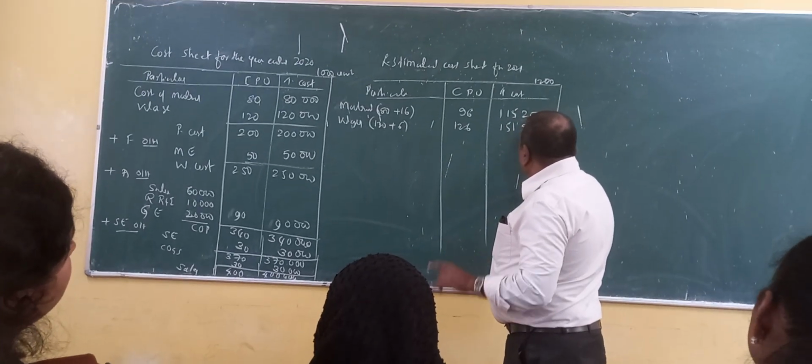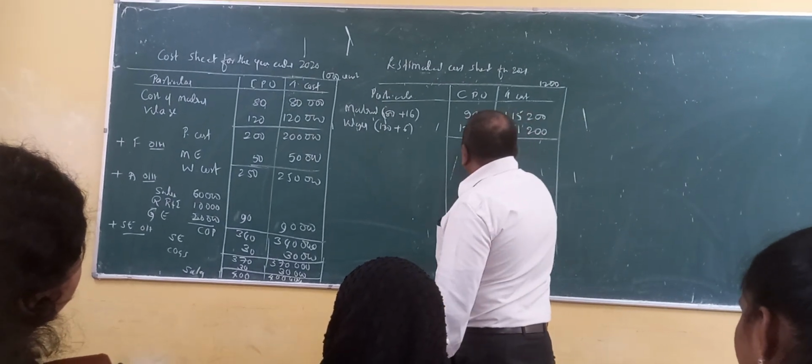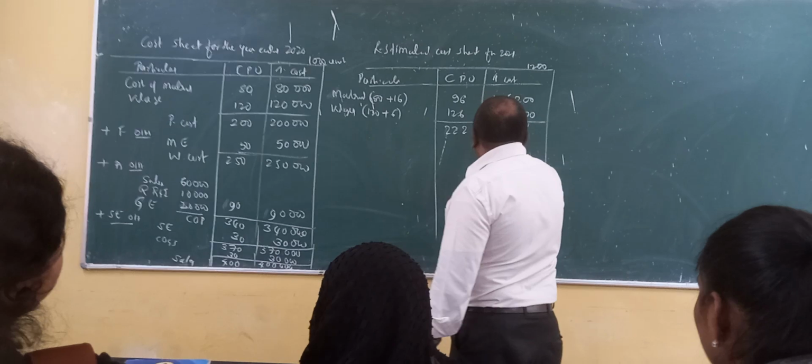126 into 1,200 is 1,51,200. Correct? Yes, sir. This much we are paying. Now we have totally 2,66,400.